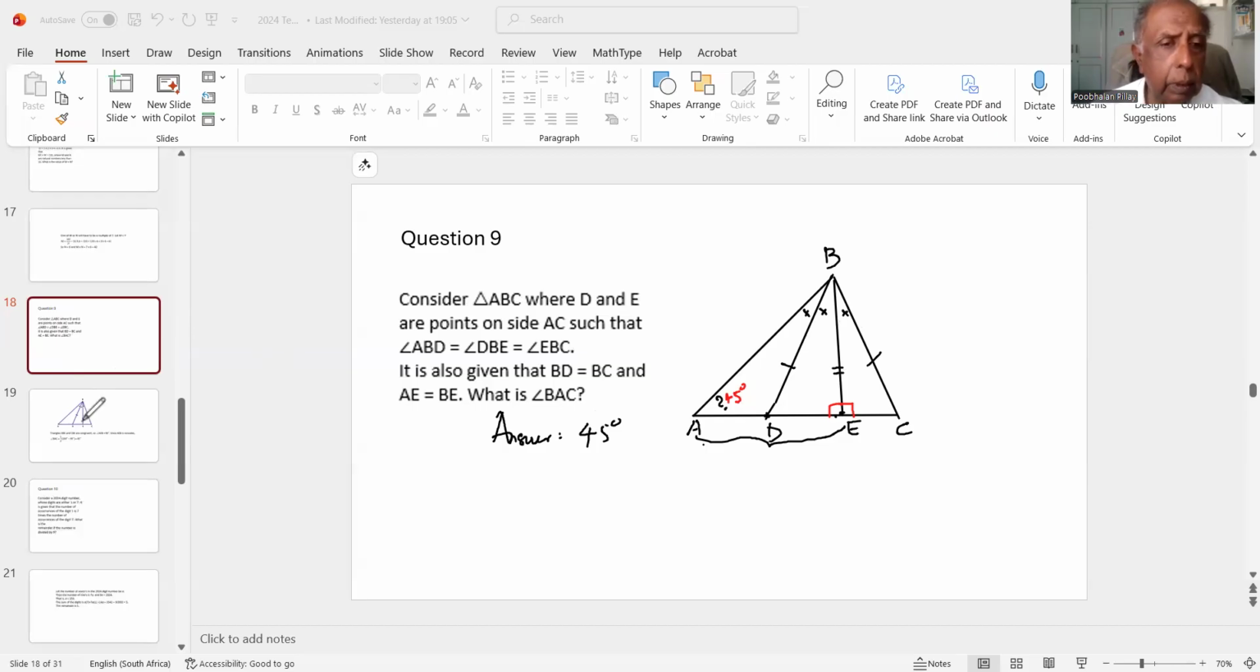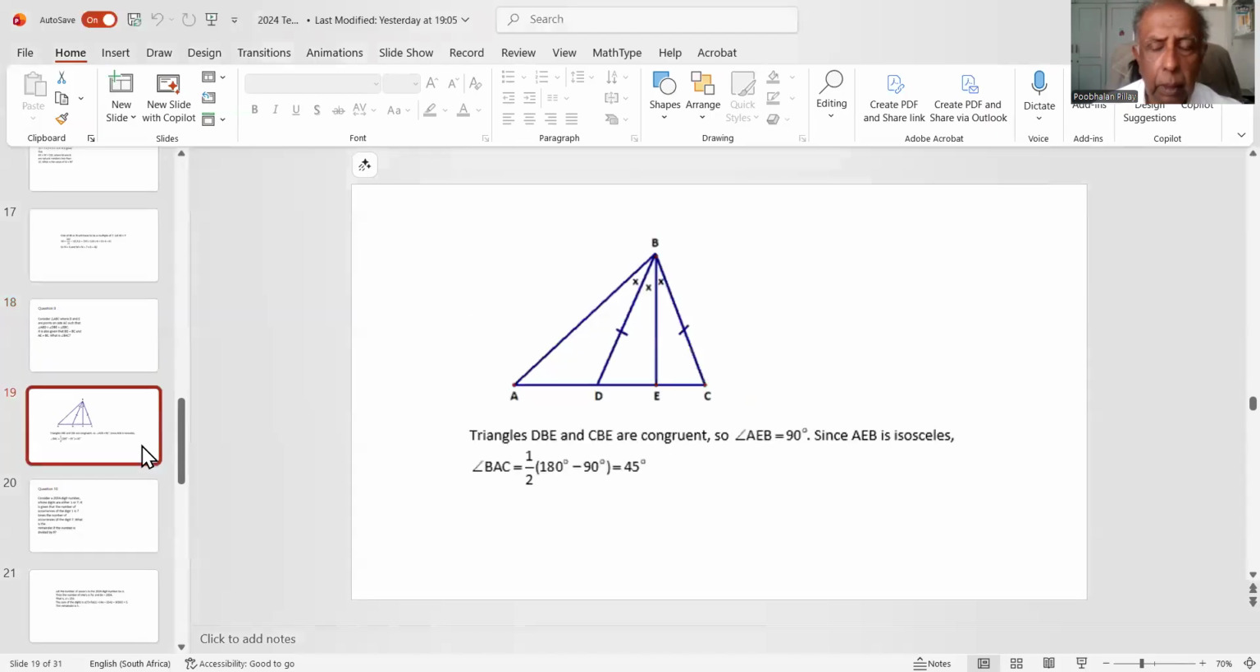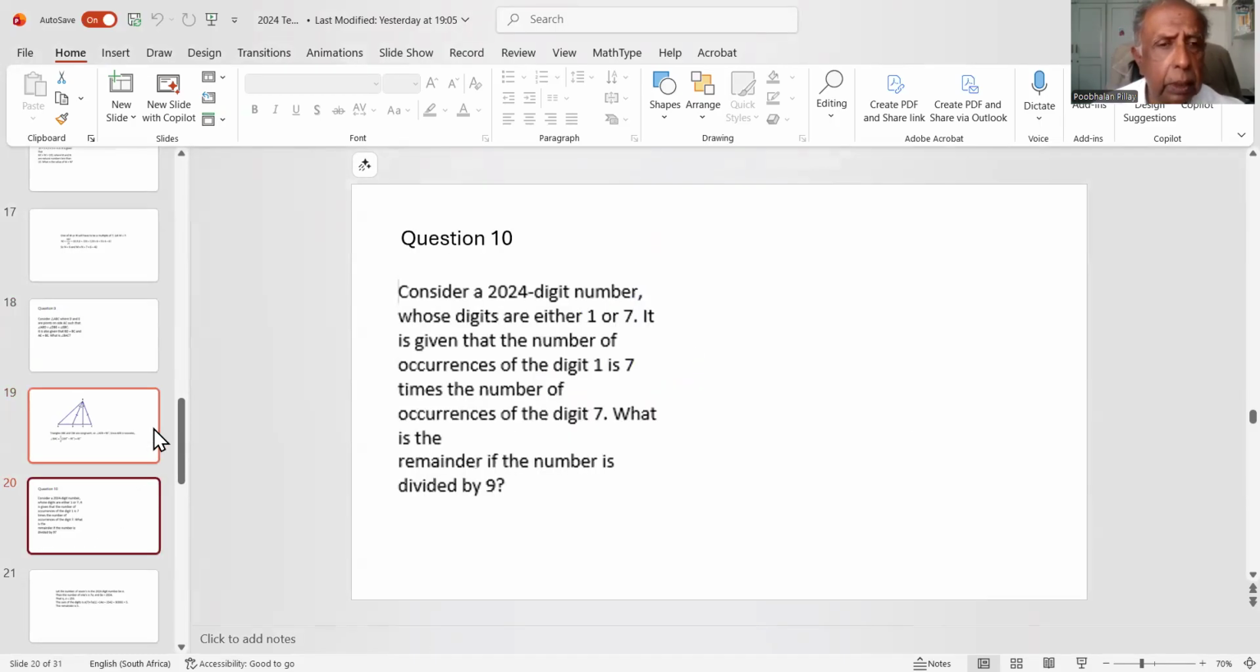All right, so let's go on to the next problem. So there you can see it's 45 degrees. It's the same thing that I said. Okay, we go on to question 10.